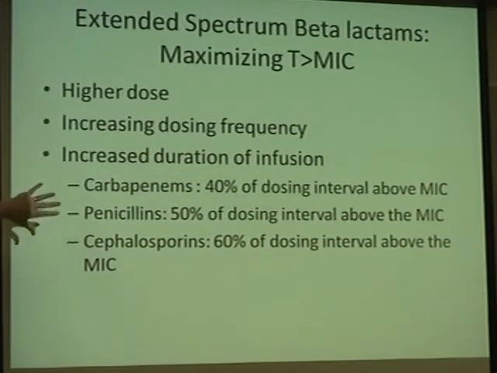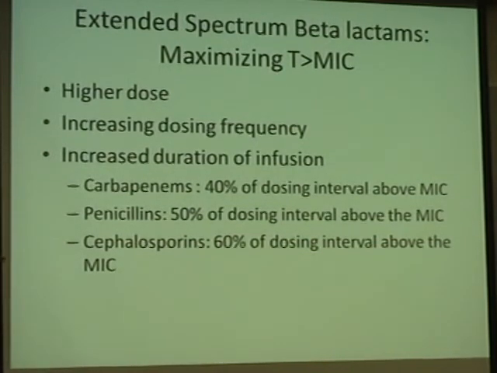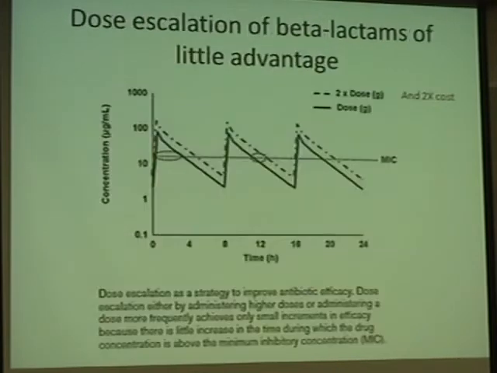The optimum time that these antibiotics should spend above the MIC, for carbapenems, it's 40% of the dosing interval. For penicillins, it's 50% of the dosing interval, and for cephalosporins, it's 60% of the dosing interval, and that's for maximal efficacy.